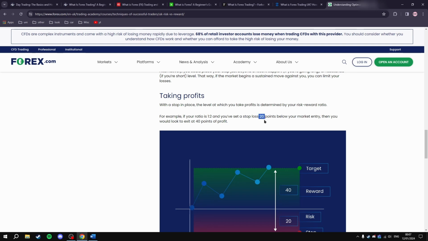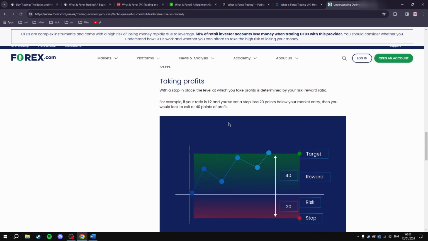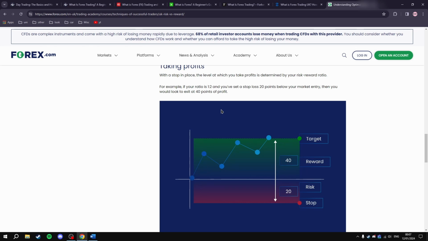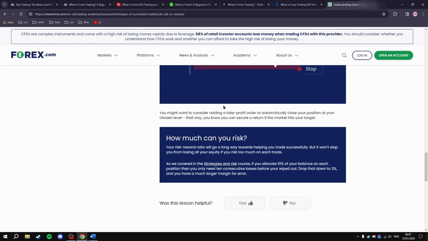Because you're risking 20 points for 40 points, you might want to consider adding a take profit order to automatically close your position at your chosen level. That way you know you can secure a return if the market hits your target.